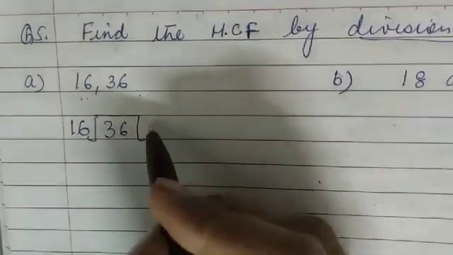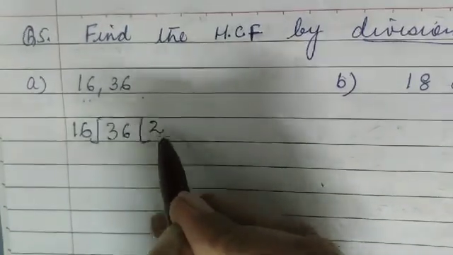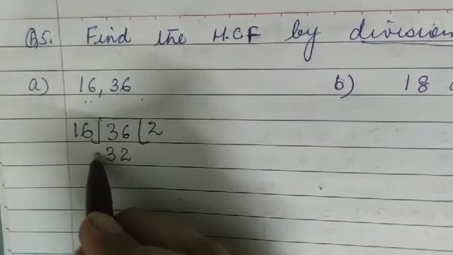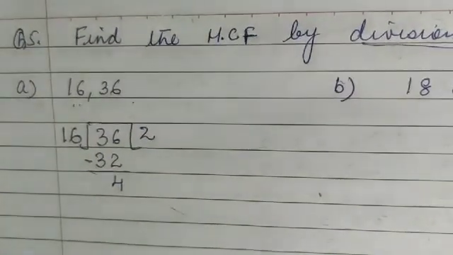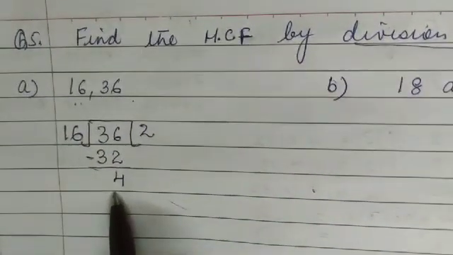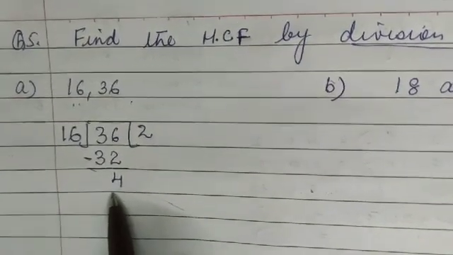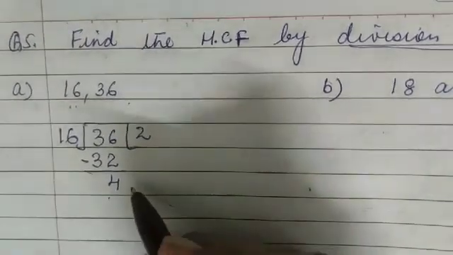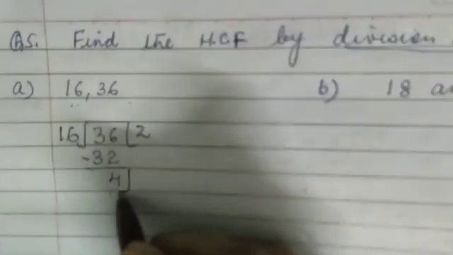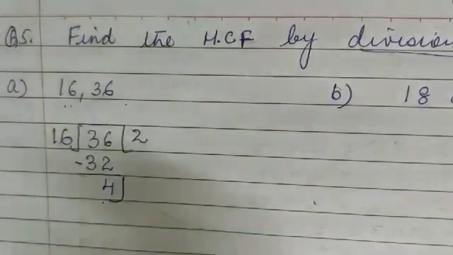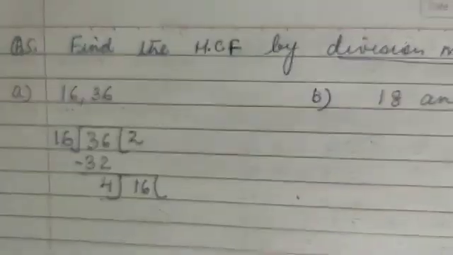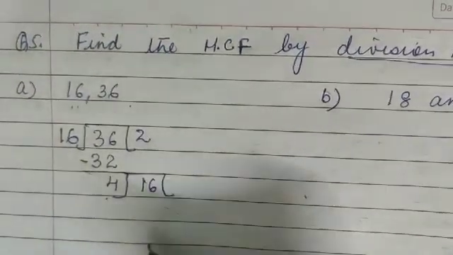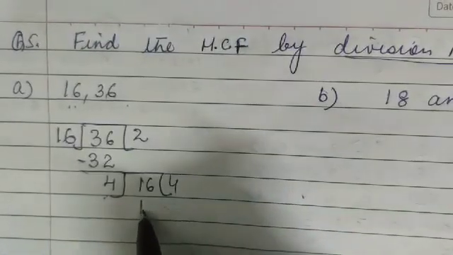Now divide it. 16 into 32. So here we have got remainder 4. Now when the remainder comes, what will you do? This remainder will become the divisor, and the previous divisor will become the dividend.